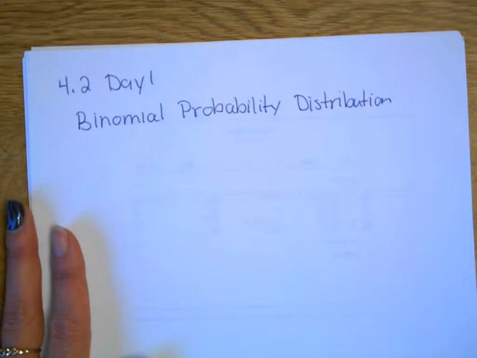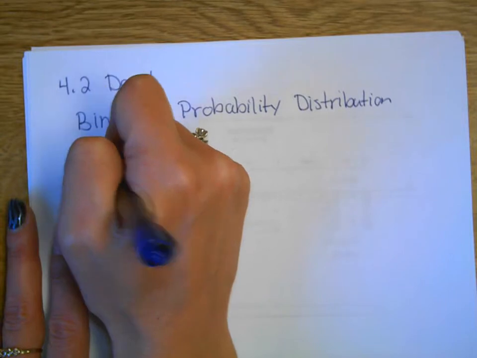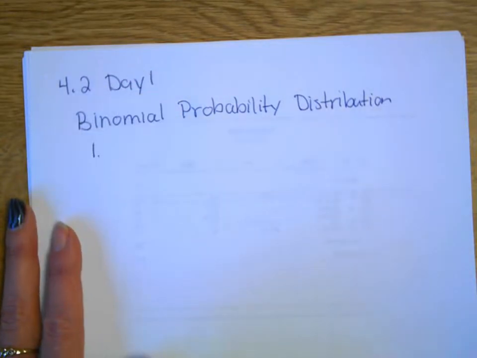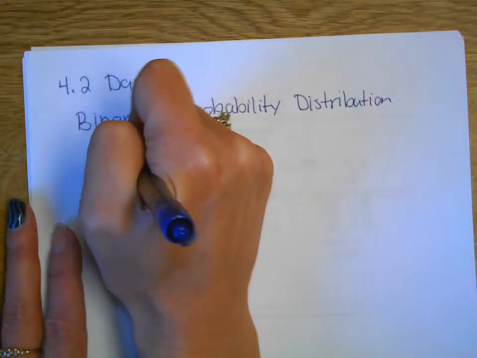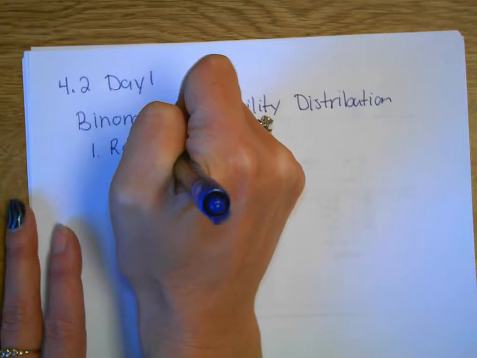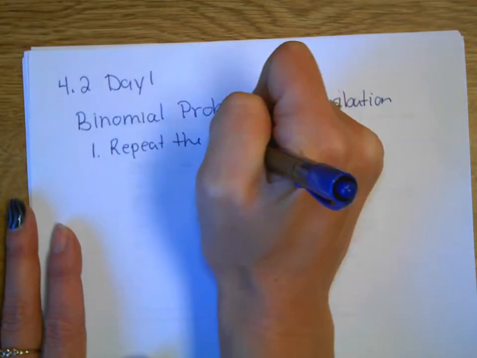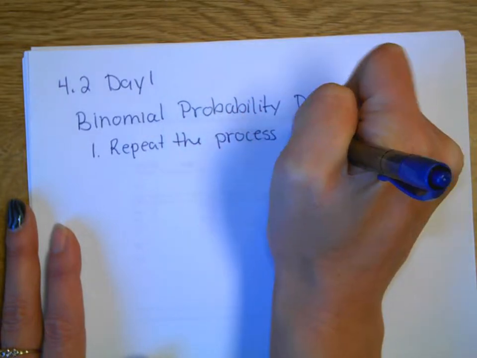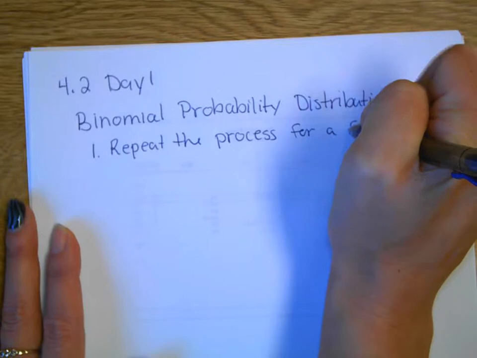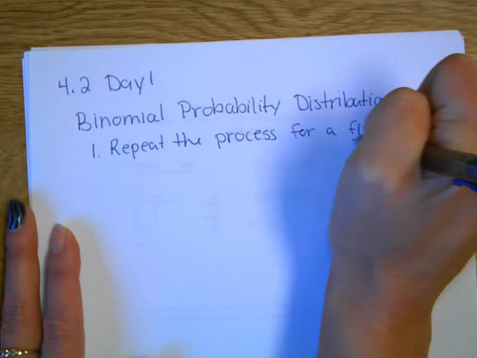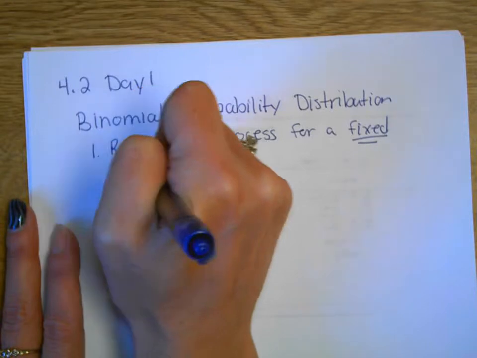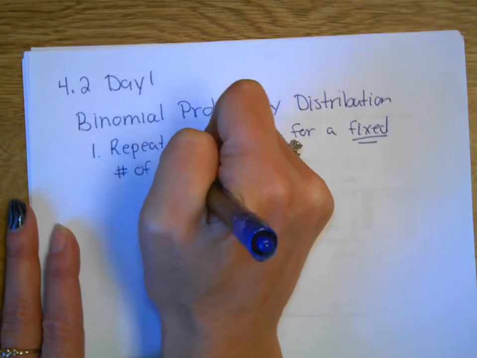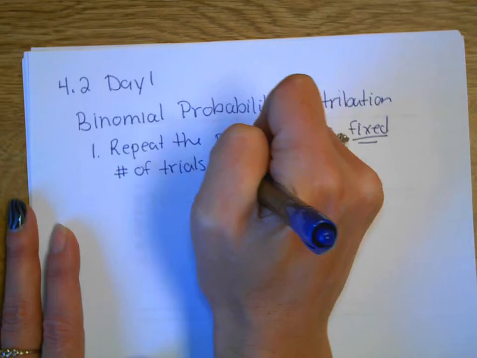And there are 3 characteristics for a binomial probability experiment. The first one is that you repeat the experiment for a fixed number of trials. Repeat the process, experiment, whatever you want to call it, for a fixed number of trials. So you know exactly how many trials you're doing. We're going to be calling that N.